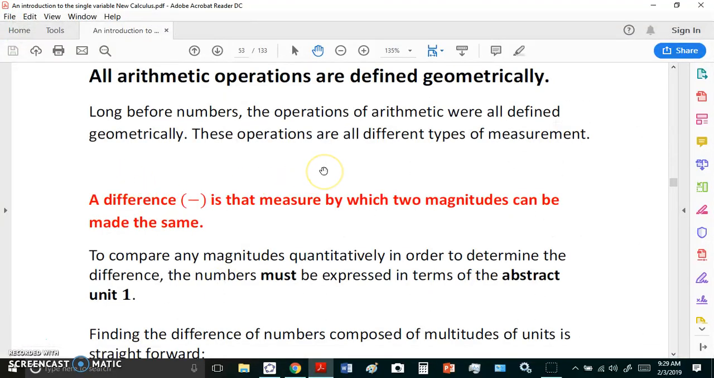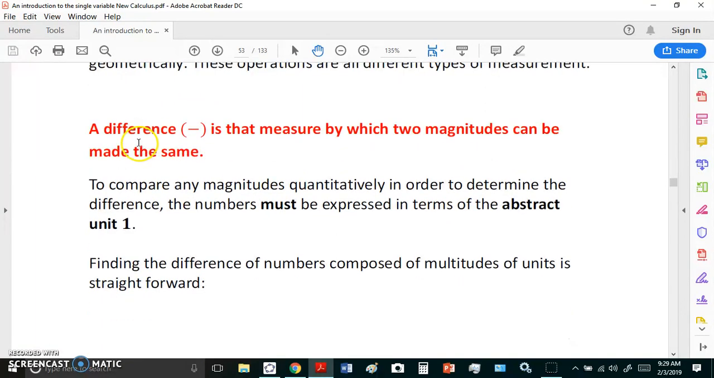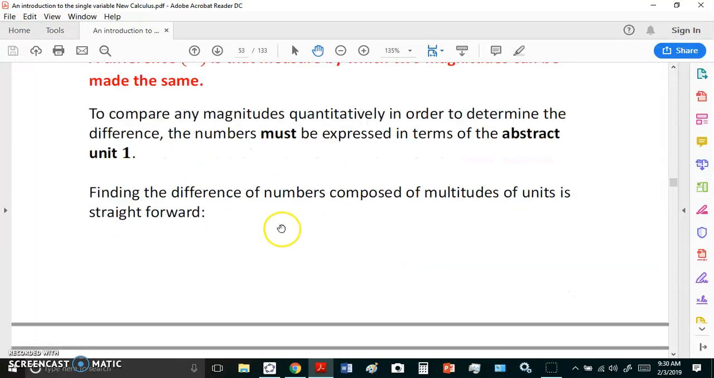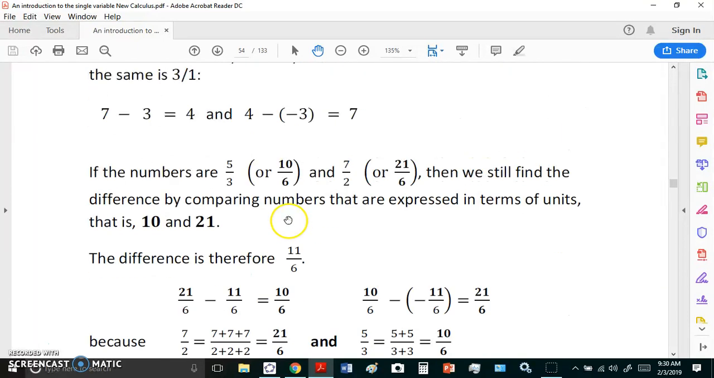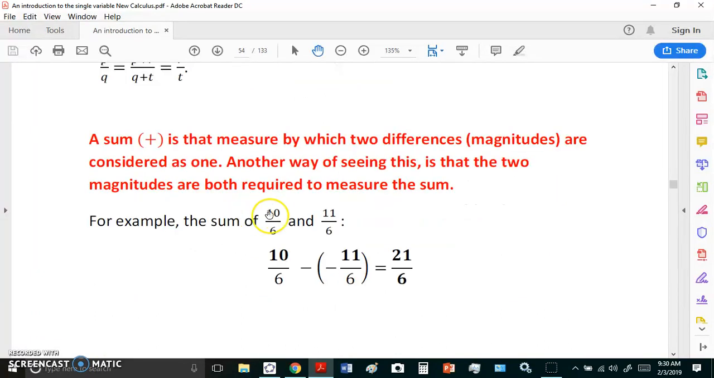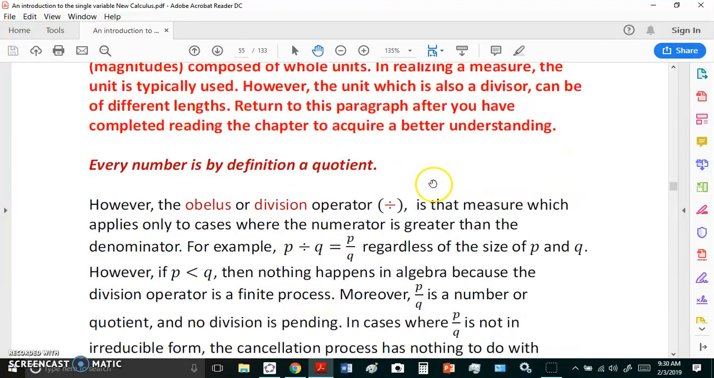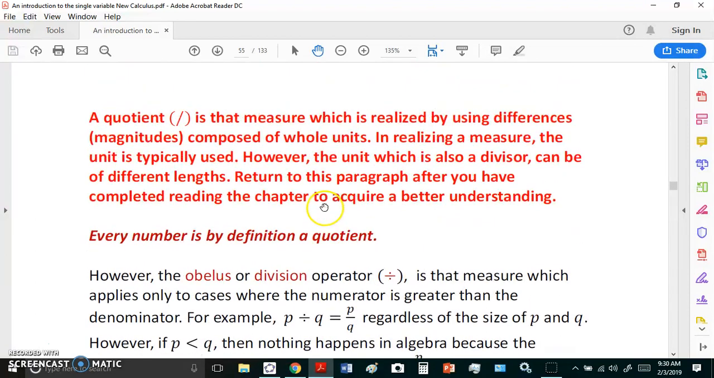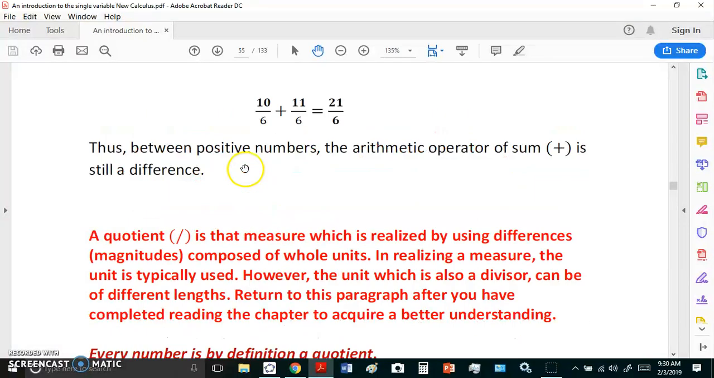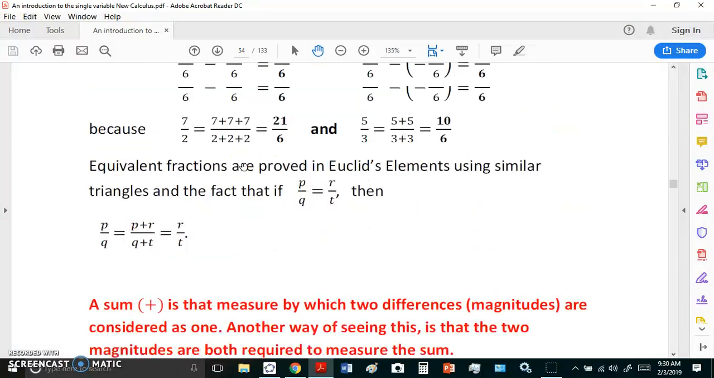So if you look at my book on an introduction to the single variable new calculus, you will see I've added a new section explaining all these details. So arithmetic is actually measure, okay? It's measure. That's what it is. We're doing measures. And so I've added this section in here to show you what exactly you are doing when you're multiplying and dividing. And so you can go to chapter 5, which is how we got numbers, and this section here will explain all these details to you.